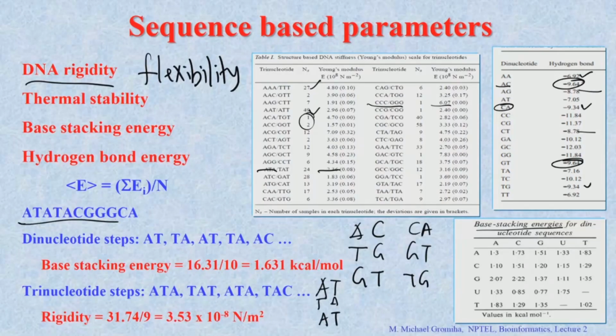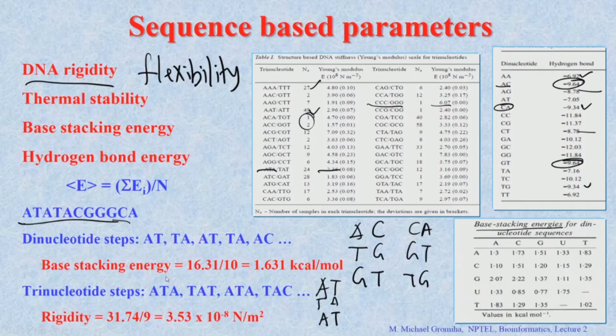Now, if you have a sequence, how do you calculate the average property of any DNA sequence? That is the question. I will explain with two examples, one with the rigidity and one with the base stacking energy. If we take this sequence ATATACGGGCA, we need to divide this into overlapping segments. Here data are known for the trinucleotides, so we can classify it into overlapping segments.